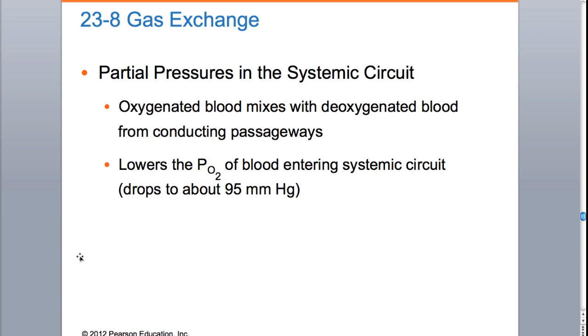Okay. Now look at what it says here. Again, we're dealing with partial pressures. It lowers the partial pressure of oxygen entering the systemic circuit. It drops to about 95. Okay. Again, how much is it in the outside air? The outside air is 160. It's about 95 down here. Now when you do that, what happens? Oxygen has a tendency to go into your blood from the alveoli. Next slide.